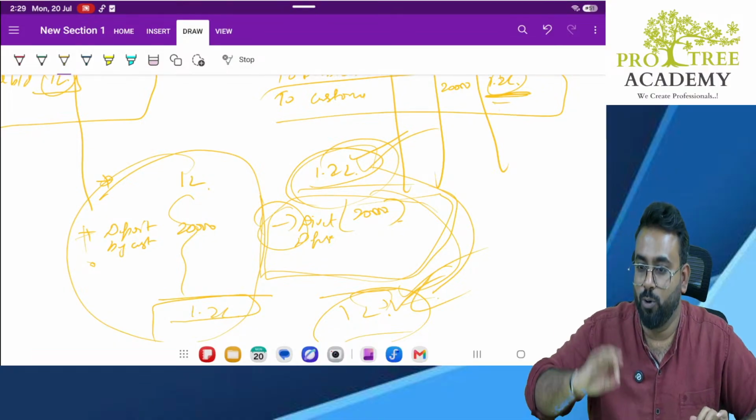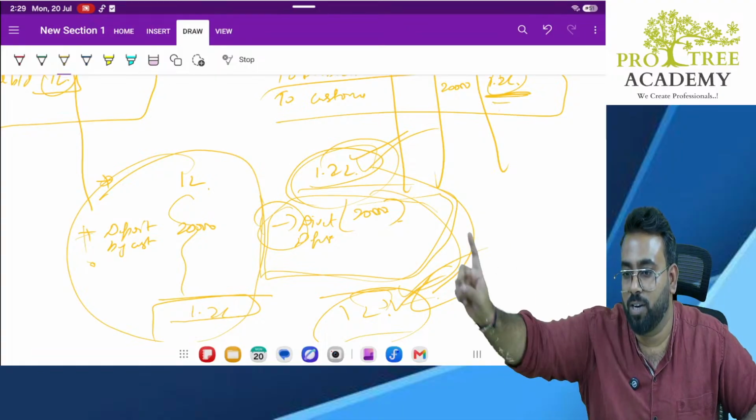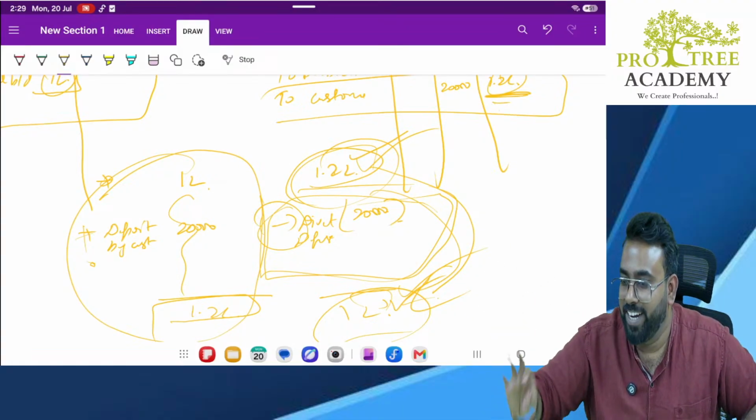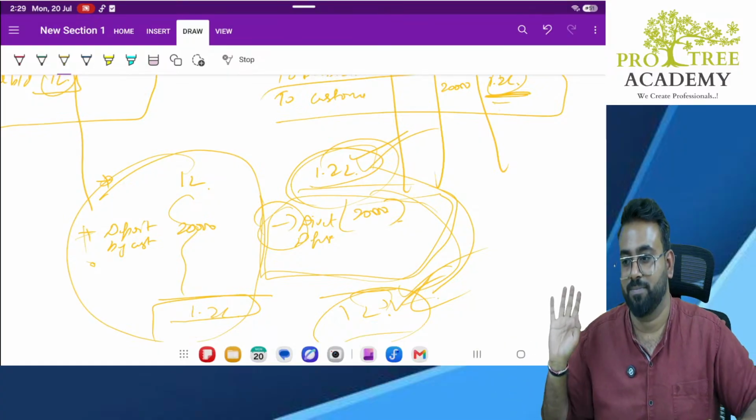If you eat one plate of panipuri, he should also eat one plate of panipuri. That's it. If he doesn't eat, you should also not eat.